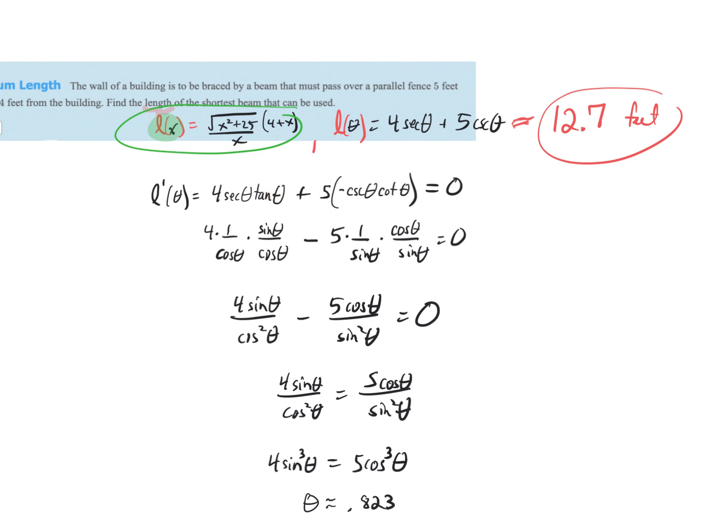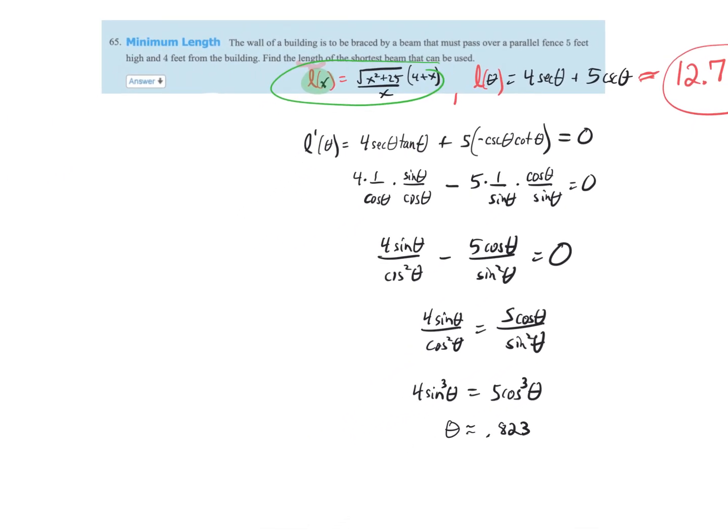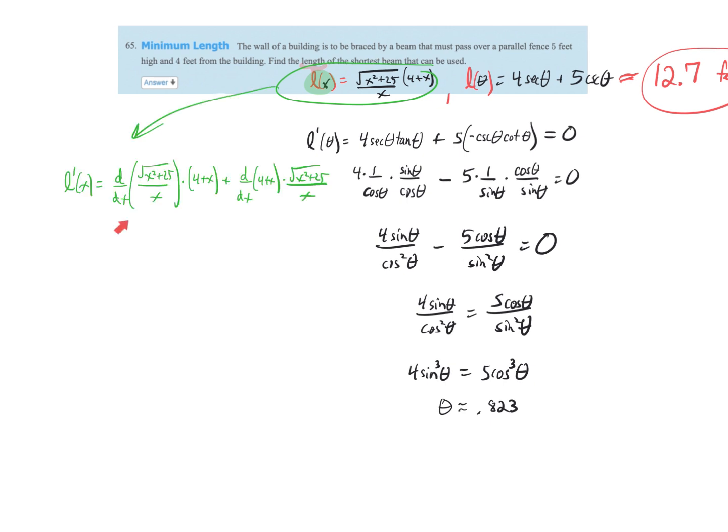If we had tried doing it with this function, I don't think it would have been any easier. But we could quickly try it. The derivative of the first function, if we treat this whole thing right here as the first function times the second, plus the derivative of the second times the first, that gives us, using the quotient rule, this big massive derivative of that. Numerator times x minus the derivative of x times the numerator, all divided by the denominator squared. And then times 4 plus x, plus the derivative of 4 plus x, which is 1, times that term. And we have to set this equal to 0 and solve.